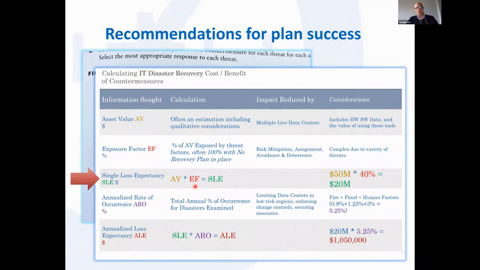So after we come up with where our gaps are, in order to correct some of those gaps we believe we need to look at, in this case, I'm putting a $50 million figure on this particular data center with its value. And right now, if you're saying my exposure factor, or the percent of that value that'll be lost if I have to recover using today's plan, is 40%, well, then I'm looking at a single loss expectancy from losing a data center of 20 million in this case.